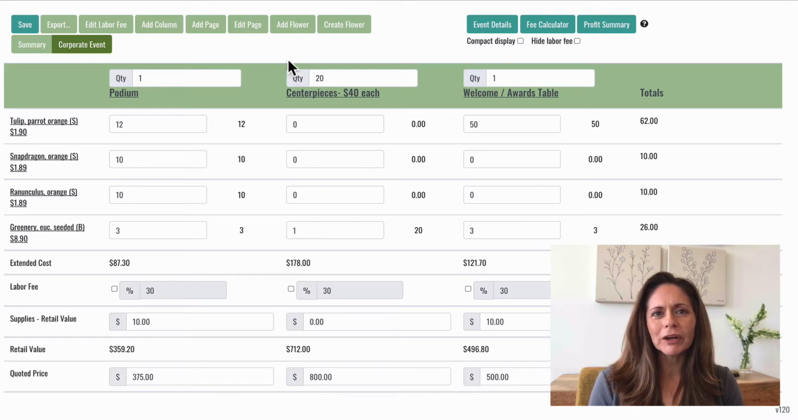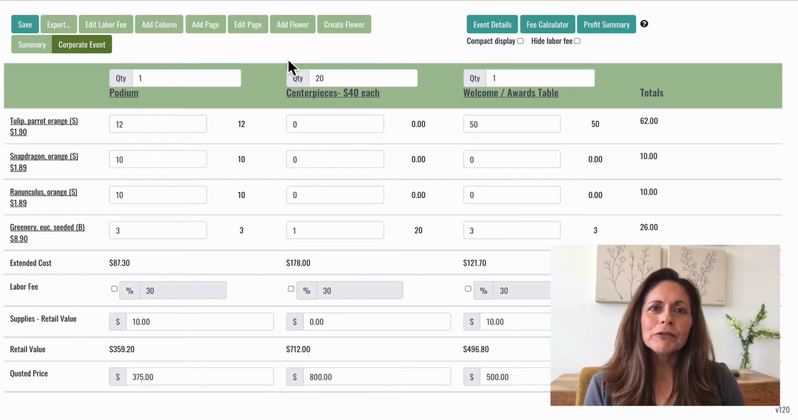I am excited about sharing this Tip Tuesday with you because we are going to talk about striking a balance between making a healthy profit and making sure that you have enough product to design the arrangements that you have promised to your client, and make sure that they are going to be really satisfied with your work.